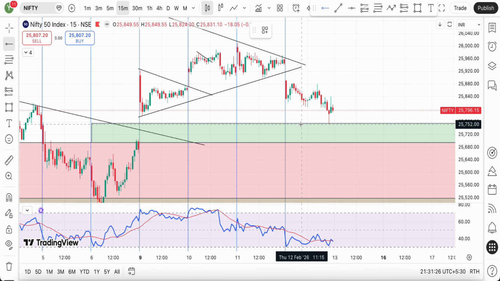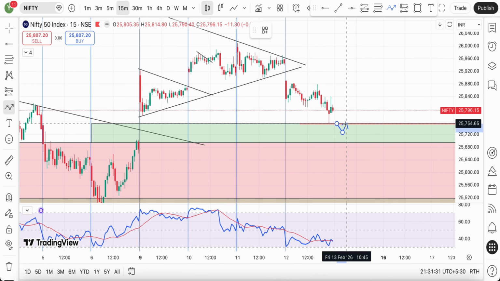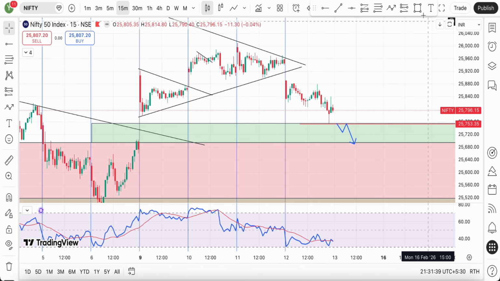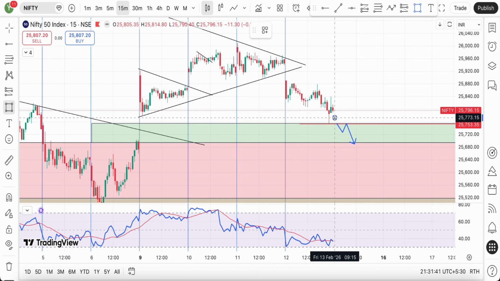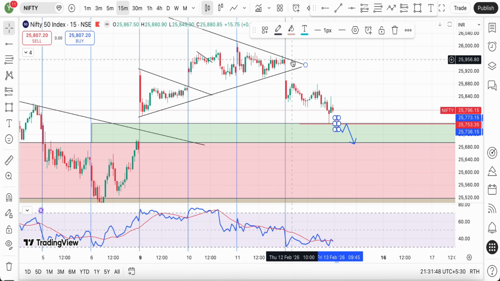For tomorrow, we mark today's low with a pullback. We take a trade on the downside. Now, we might also see a trap setup, so be prepared for it.